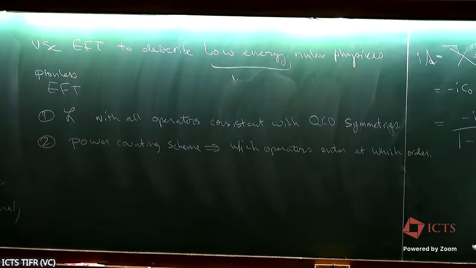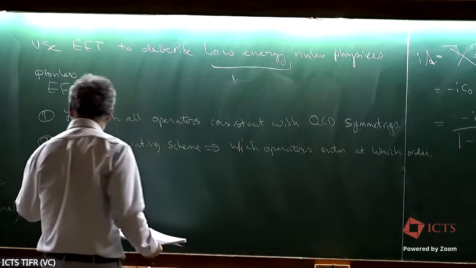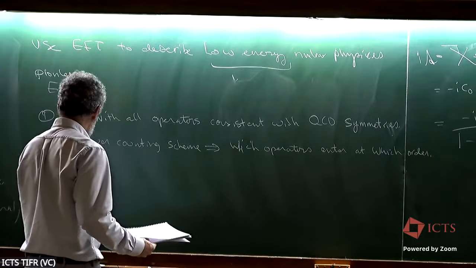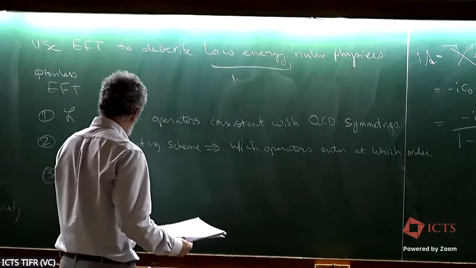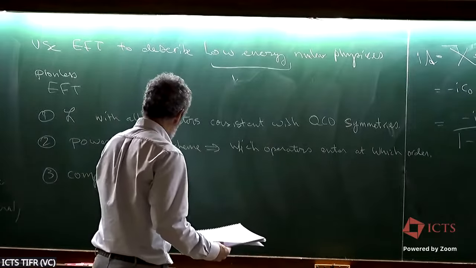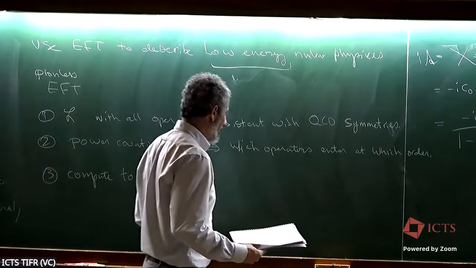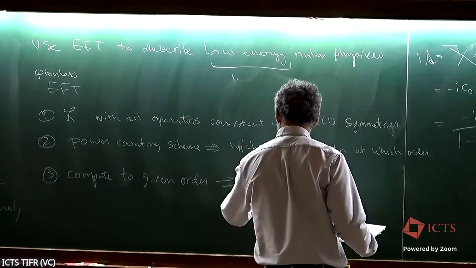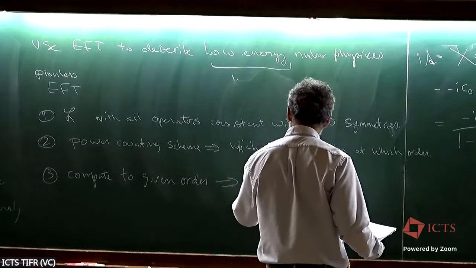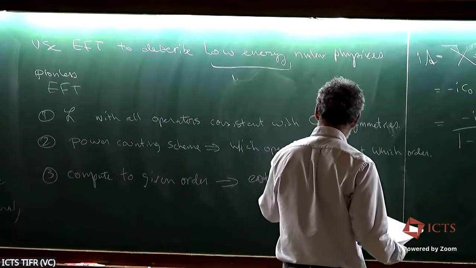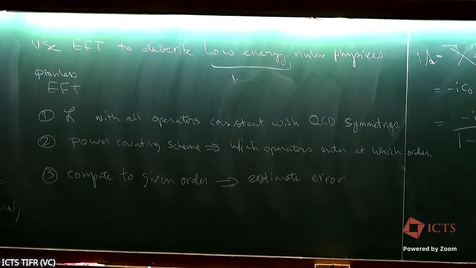Then finally, you compute whatever process you're interested in. And then comes the most important part of the EFT. You can estimate your error because you stopped at some finite order in the expansion. So if you stopped at order k to the 6 over lambda to the 6, then the new correction will be k to the 8th over lambda to the 8th. But do you know what lambda is?